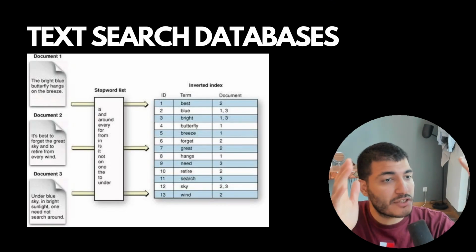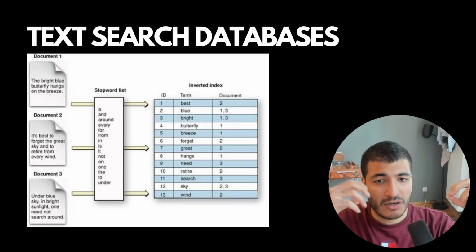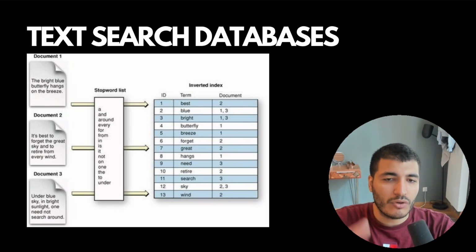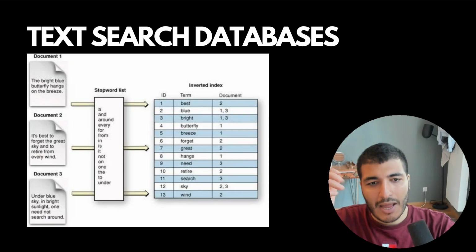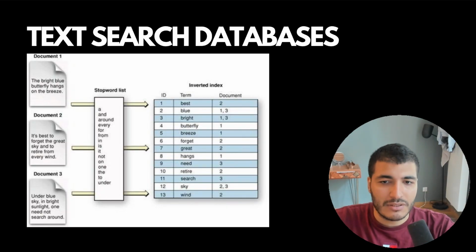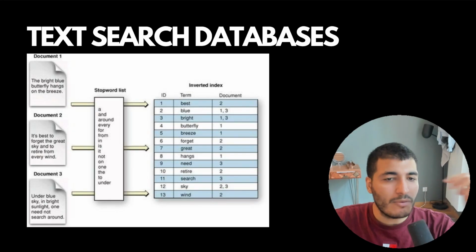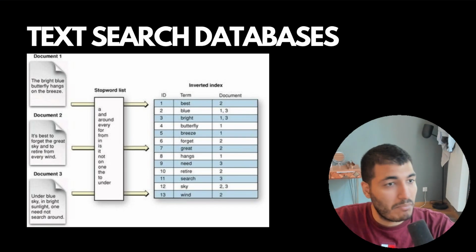Next, we have text search databases. Text search databases are specialized systems built for efficiently storing, indexing, and retrieving large volumes of unstructured or semi-structured text data. They provide powerful and scalable search capabilities, allowing users to quickly find relevant information within vast collections of documents, web pages, or even logs. A common use case is e-commerce, powering product search within online stores, enabling customers to find products based on descriptions, reviews, and metadata.